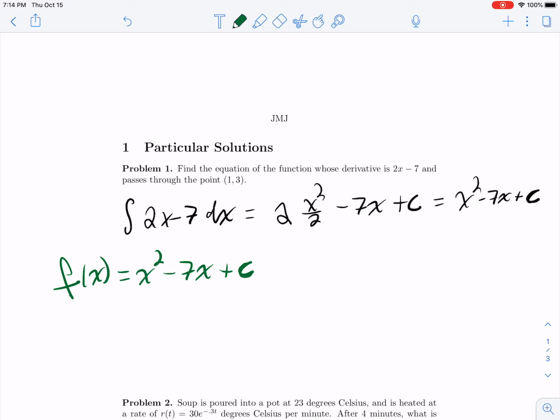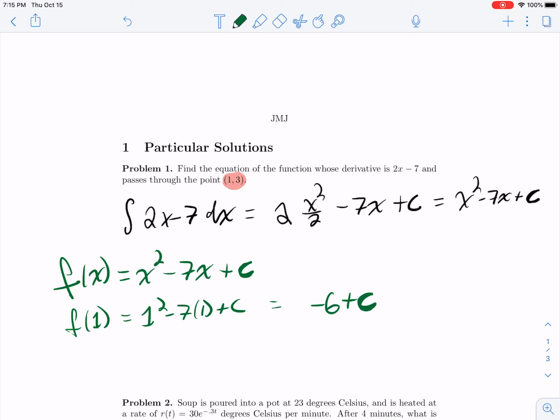All right, and now we have the issue: we have this c, and we want to go through the point (1, 3). So how do I do that? If you remember, the point (1, 3) is on the function f of x if, when I plug it into f of x, the equation is satisfied, so I don't get any contradictions. So let's see what happens when I plug 1 in for x. I'm going to get f of 1 equal to 1 squared minus 7 times 1 plus c, which is what? Negative 6 plus c. Right? So that's f of 1.